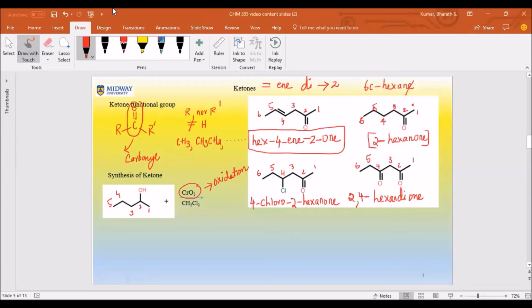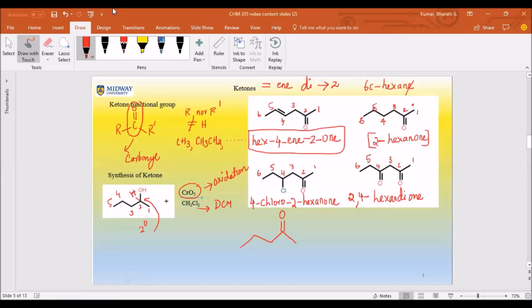This is chromium trioxide, and this is DCM, which is dichloromethane. Okay. We've used this in a lot of our laboratory experiments this time around, which is DCM. So we have 5 carbons, so the product should also have 5 carbons. Now, primary alcohol, when oxidized, gives you aldehyde. Secondary alcohol, when oxidized, will give you ketone. Okay, this is a secondary alcohol. You see this carbon containing the OH contains only 1 hydrogen, so it's a secondary alcohol. So secondary alcohol, when oxidized, gives you ketone.